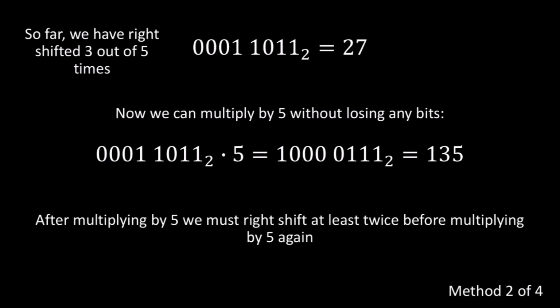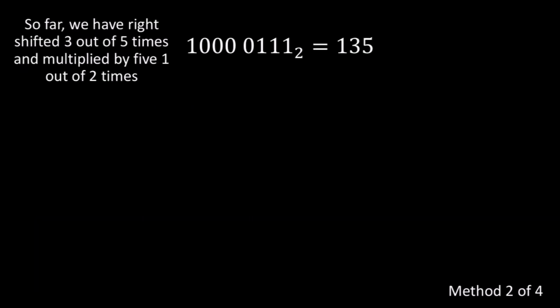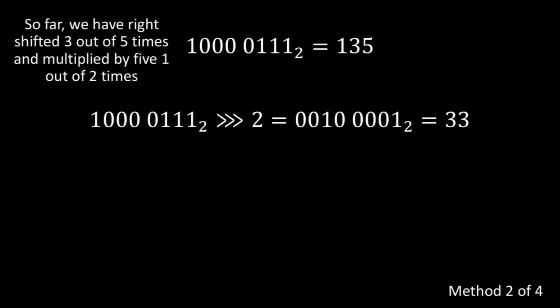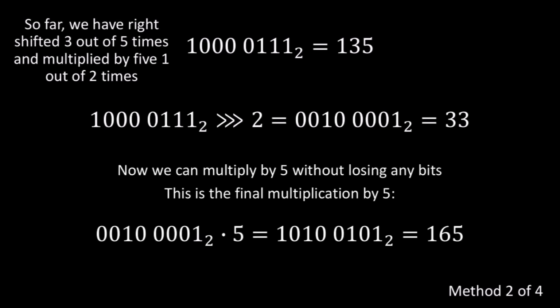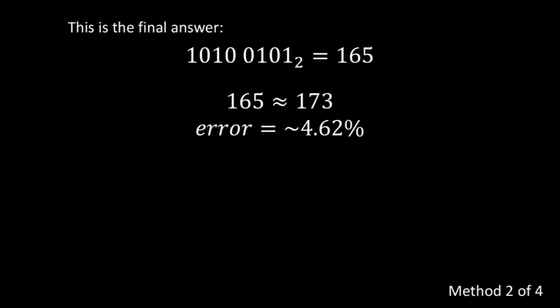After multiplying by 5, we must right shift at least twice before multiplying by 5 once again. So now we can take the 135 and right shift it twice, which gives us 33. Now we can multiply by 5 without losing any bits. And this is the final multiplication by 5. So 33 multiplied by 5 gives us 165. So the final answer is 165.